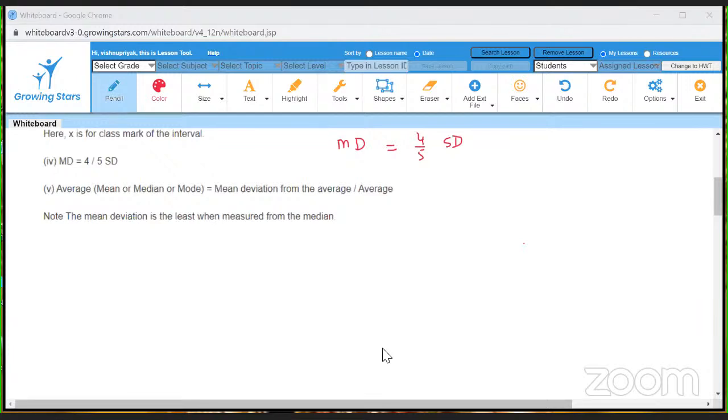Okay, next we will come to standard deviation, but we don't have time today. We'll continue tomorrow, standard deviation onwards. We'll end the class now.